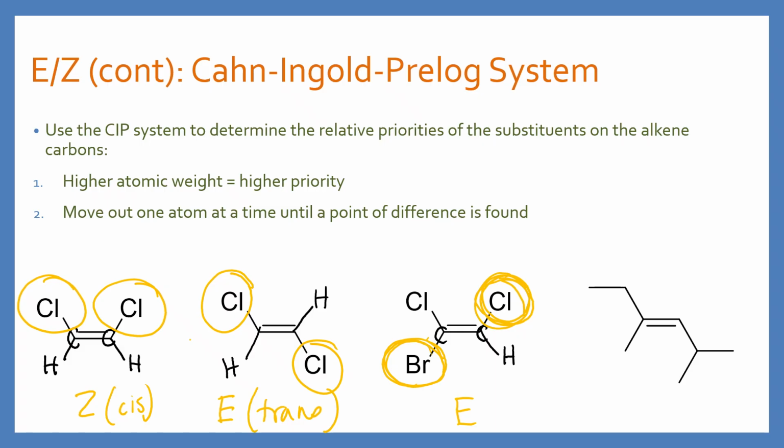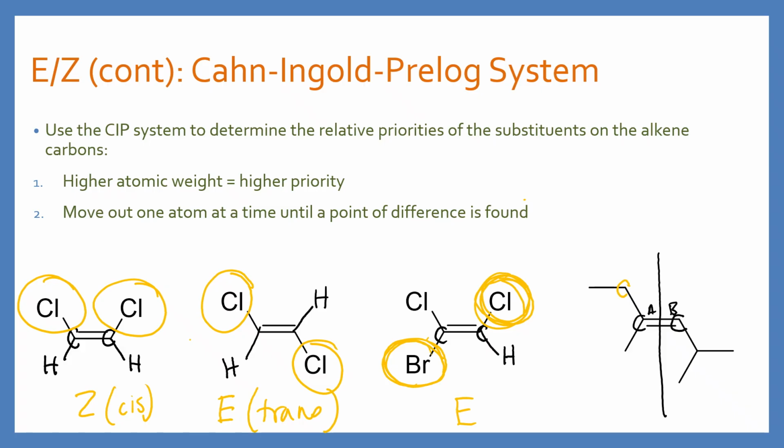Okay, so this next one is where we're going to understand this second rule: move out one atom at a time until a point of difference is found. What I found works for my students is to color code extraordinarily heavily while working through this. So we're going to analyze each carbon of the double bond independently. That means we're going to do our priority comparisons in layers. In my first layer, my left-hand carbon, let's call it carbon A, and we'll call this one carbon B, just to make our discussion a little easier.